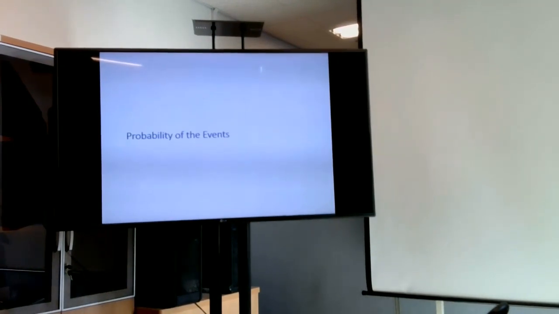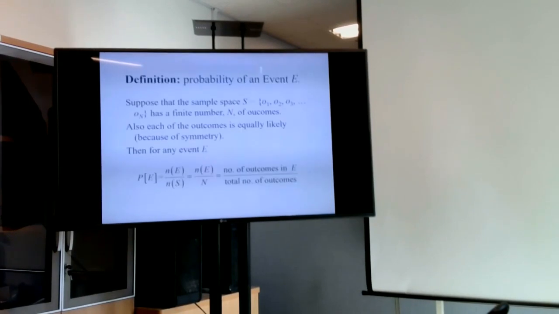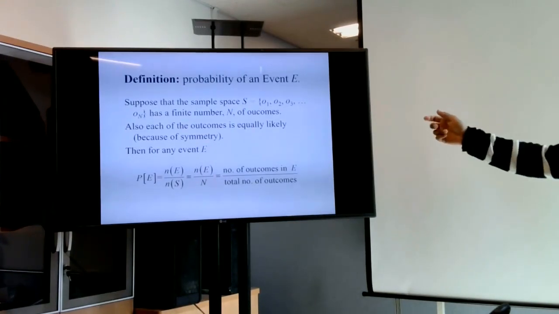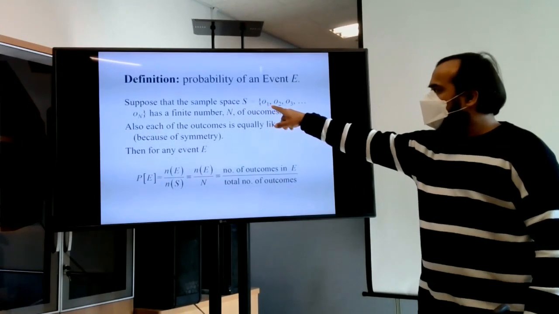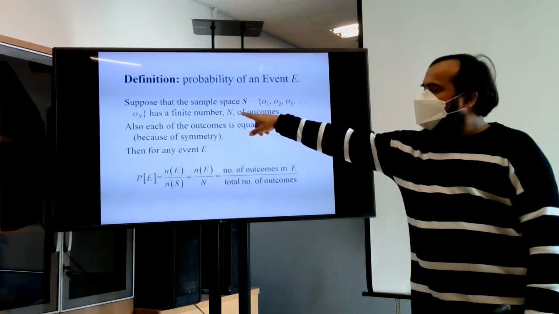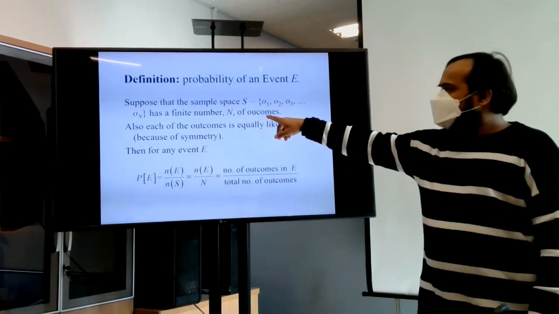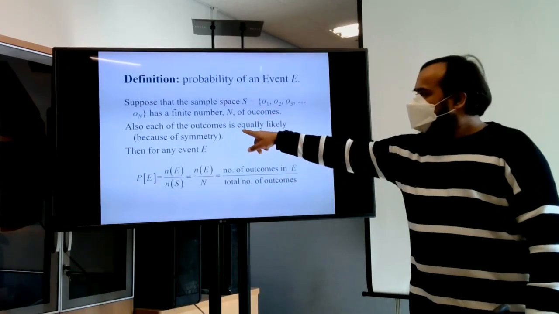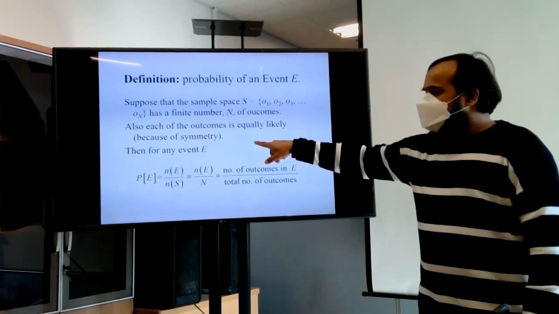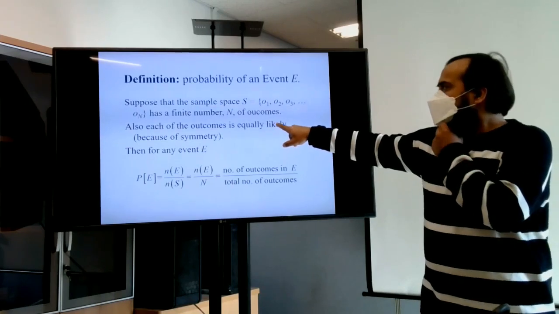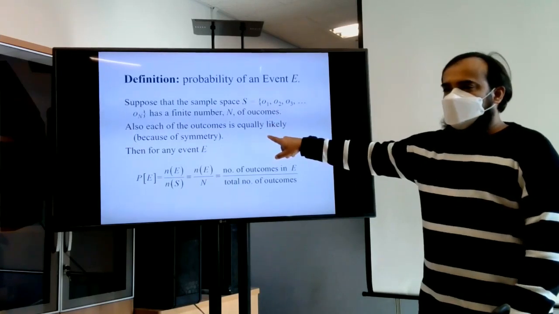Okay, then the probability of events. For the probability of an event E, suppose the sample space has outcomes O1, O2, O3 up to On, a finite number n. Also each of the outcomes is equally likely because of symmetry, because likely means any outcome can occur.